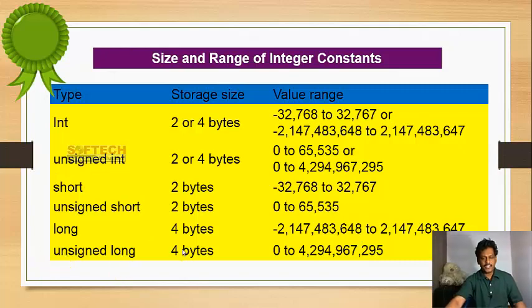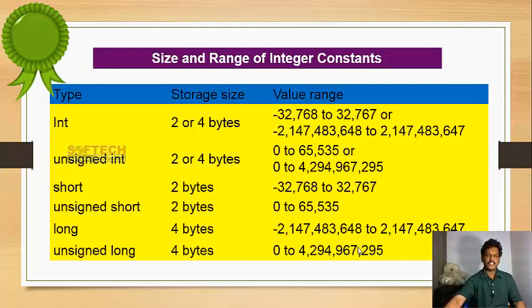So unsigned long. In the previous case it is signed, so the first bit is used for the sign bit. In unsigned long, the first bit is also used to store the value, that is, a total of 32 bits are used to store values. So it starts from 0 to 2 power 32 minus 1. This is the range for unsigned long.